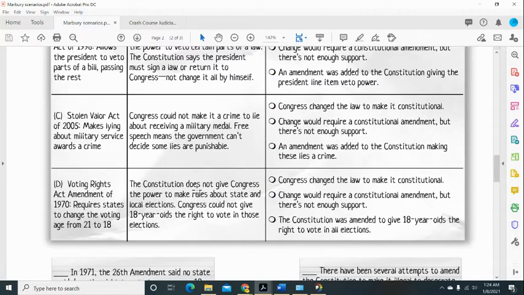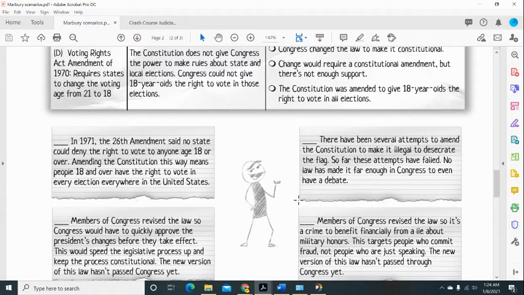It's still held up. The Voting Rights Act Amendment of 1970 required states to change the voting age from 21 to 18. Oh, now here we go. The Constitution did not give the power to do that. So what was the reaction? The reaction was that the 26th Amendment had to pass. We just learned about that. So a state cannot deny the vote to anyone 18 or over.